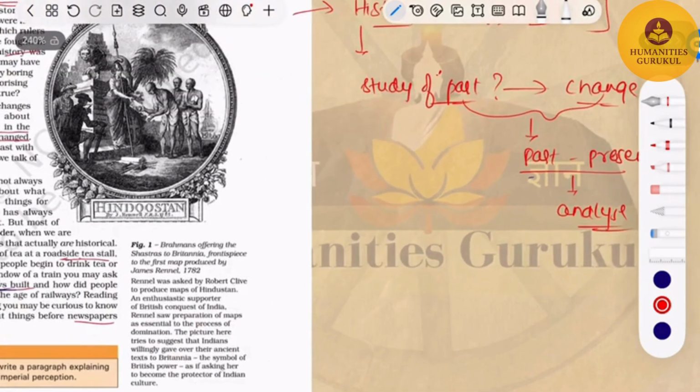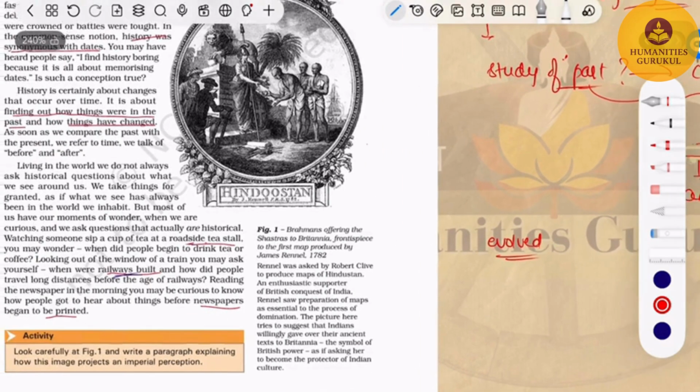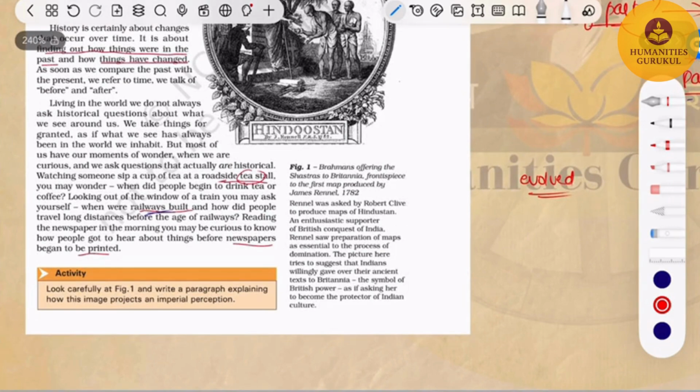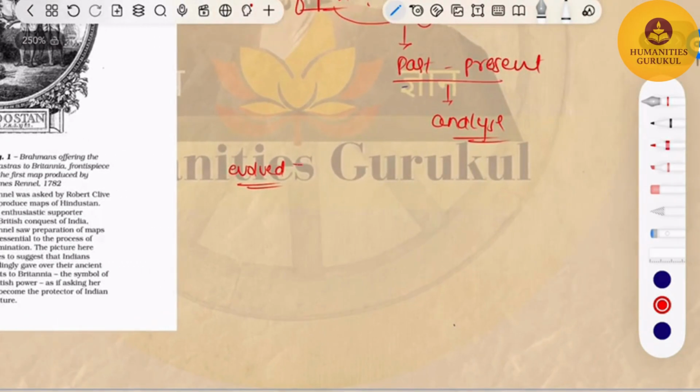So history reading has always evolved. Something which was believed 100 years back is not believed now. If we go by the NCERT, whatever changes we are seeing, like tea, railway, newspaper, then printing, nothing started on any one day, but instead over a course of time.